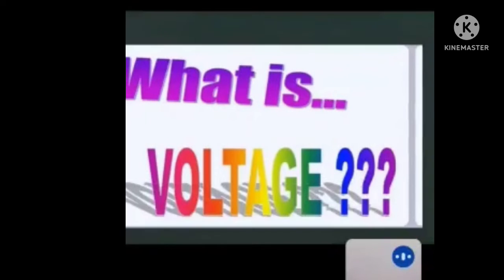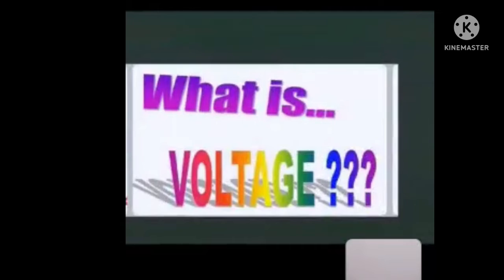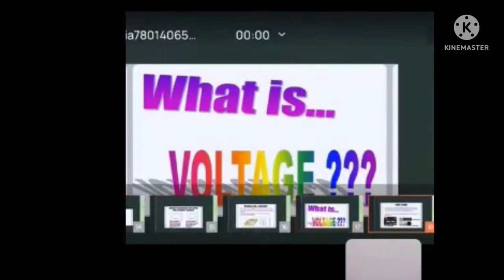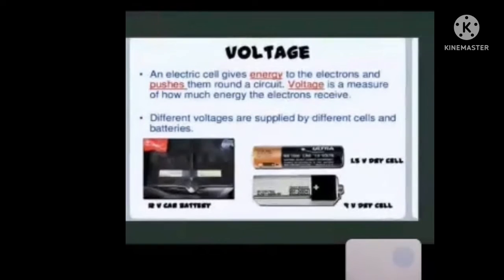What is voltage? An electric cell gives energy to the electrons and pushes them around a circuit. Voltage is a measure of how much energy the electrons receive. Different voltages are supplied by different cells and batteries.